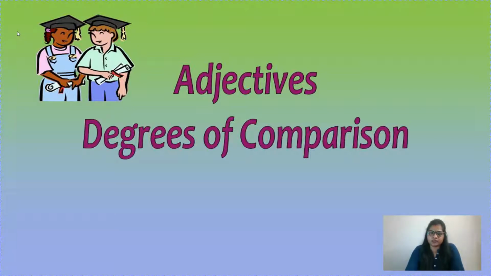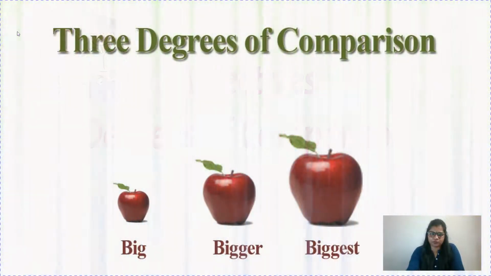Okay. So in adjectives we are going to learn degrees of comparison. Means there are three kinds of comparison. There are 3 degrees of comparison. So let us see how. So children, can you see here? 3 apples are kept. One is big.